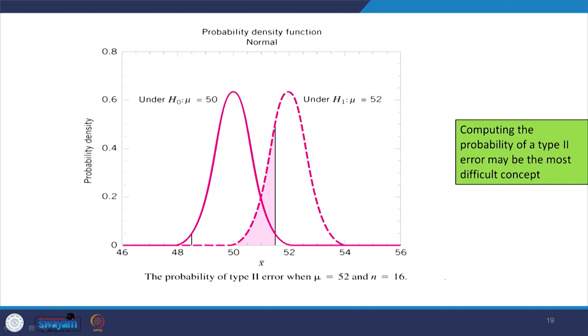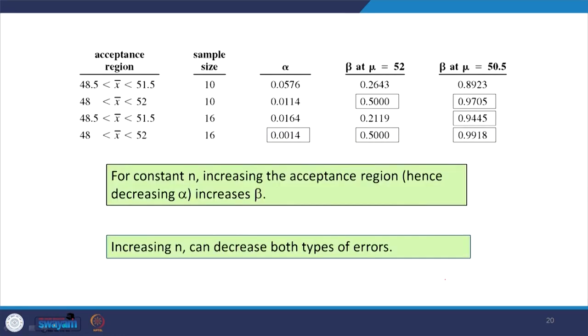Now, we will see computing of this type 2 error, which I have already explained. Computing the probability of type 2 error may be the most difficult concept. If you are doing it with the help of a statistical table, it will take more time, that is why we go for Python, which will solve our problem very quickly. So, this area we have found already. Now, look at this table.